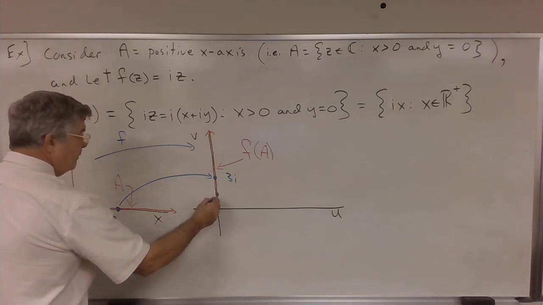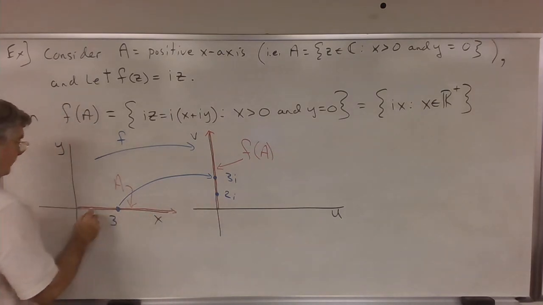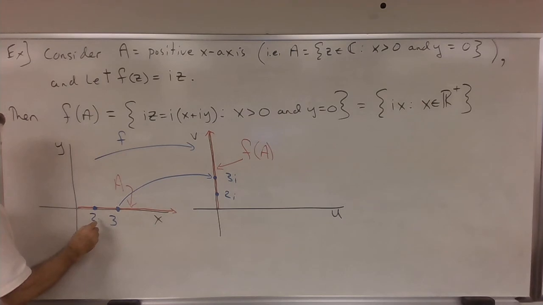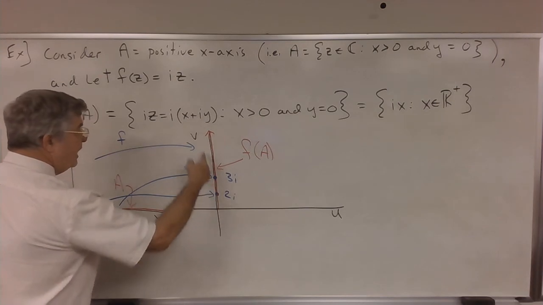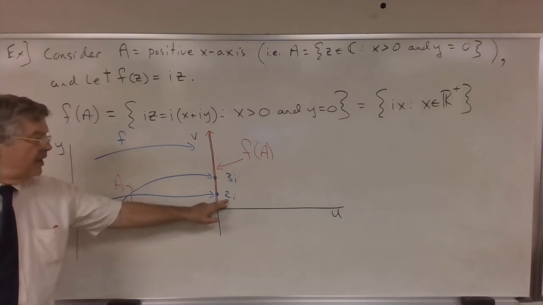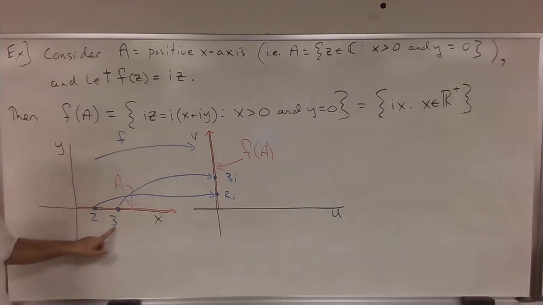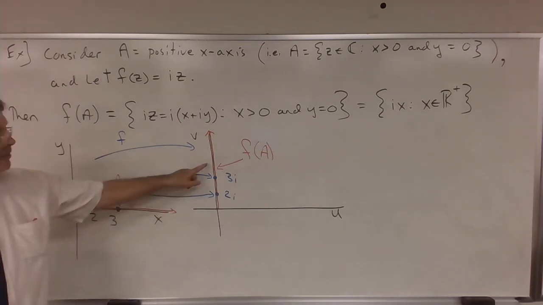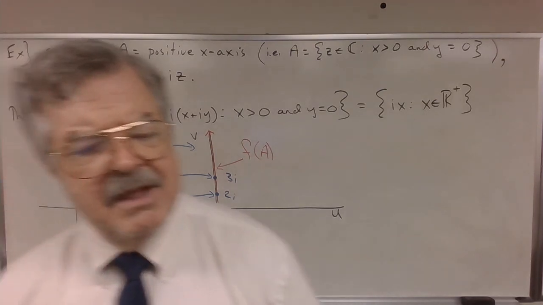Okay. The element 2i here. What element on the x-axis gets mapped to this? 2. f maps the element 2 on the x-axis to the element 2i on the v-axis. So individually, we could say that 2i is the image of 2. We could say that 3i is the image of 3. We could say the positive y-axis is the image of A, the positive x-axis. Let's look at another example.